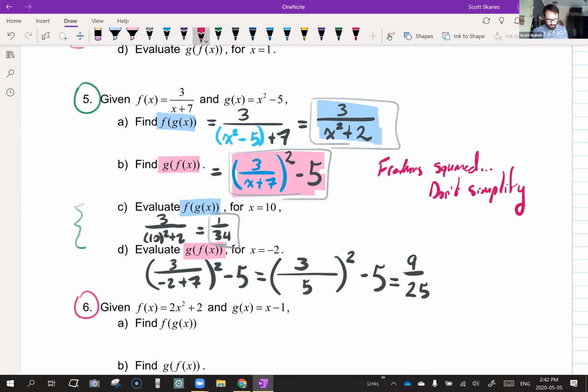Remember, if it's exponents, you bring the exponent on top of this one and the exponent on the bottom of this one. 3 squared is 9. 5 squared is 25. And then I take away the 5. That's a little bit ugly. If you simplify that, or just put it in your calculator, you should get this one fraction. All right, that'll be it for composite functions. Is there anything I can clarify?